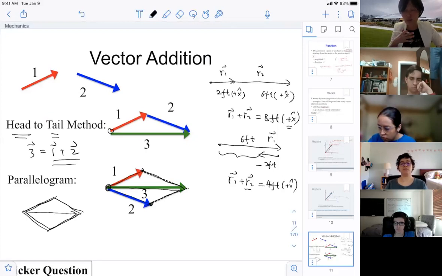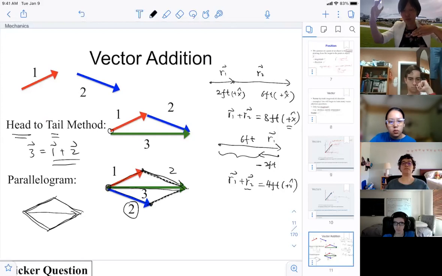Now you can see this is not that different from the first method, because I've said you can move vector 2 up and down in a parallel way however you want. You can see this is 2, but this line is also 2. They're equivalent. Also, however you want to place your vector 2 is up to you.